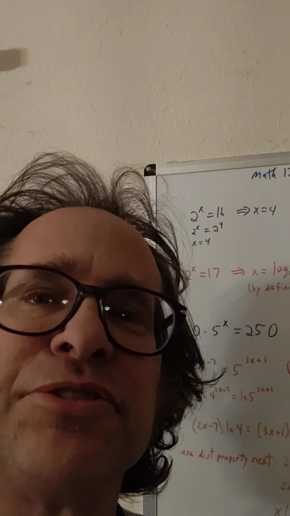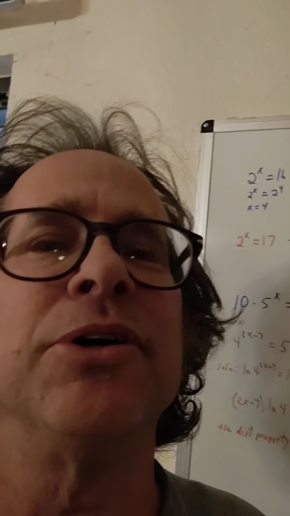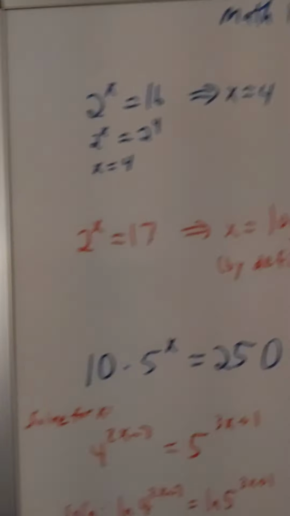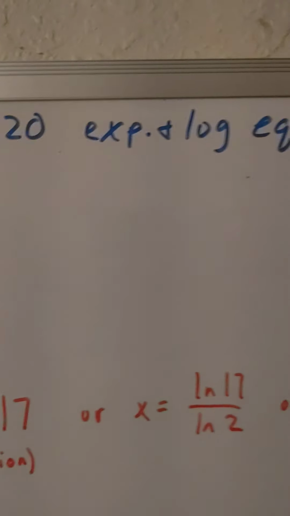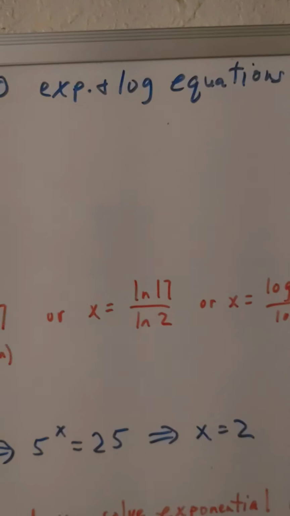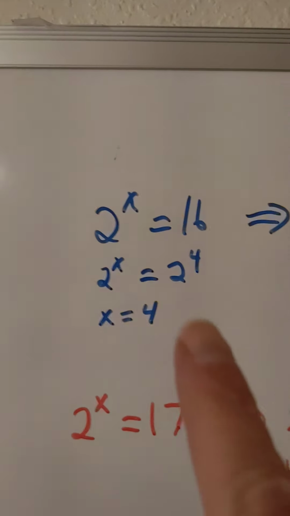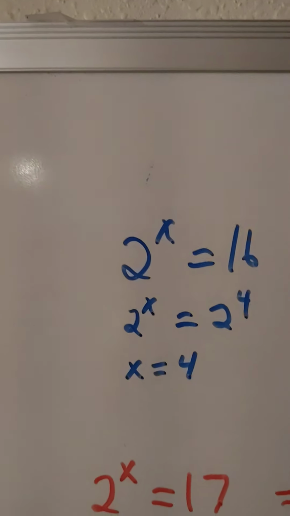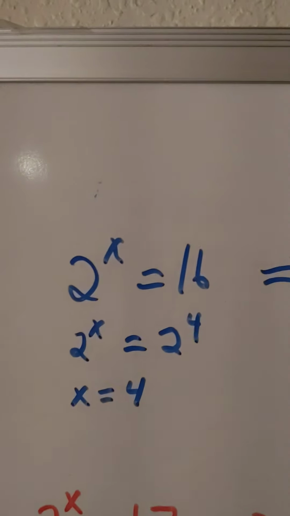The last section of the course right now, so let's get to it. This is going to be exponential and log equations. Let's start out with something easy. 2 to the x equals 16. You can tell by inspection x is going to equal 4.